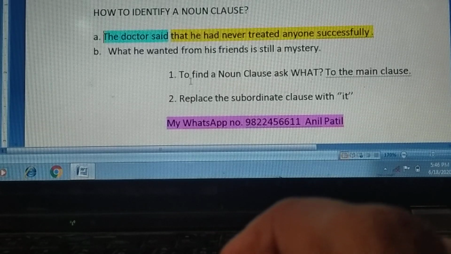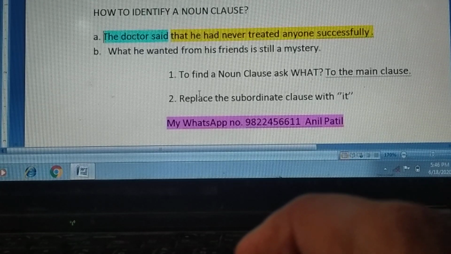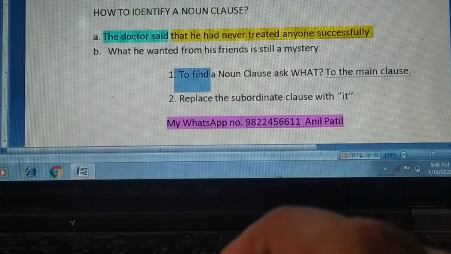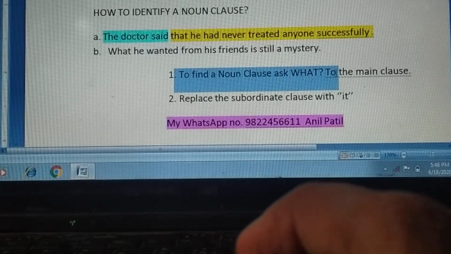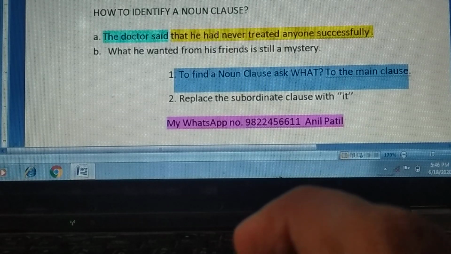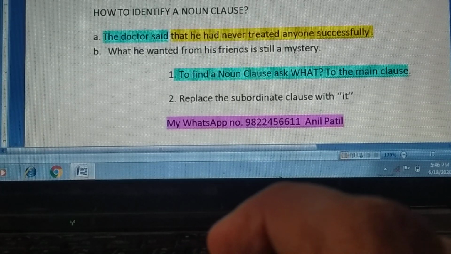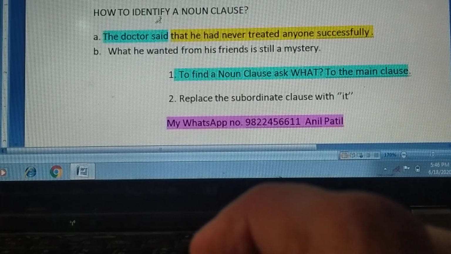Now the question is how to be sure that it is not adjective clause, it is not adverb clause, it is a noun clause only. So the first method is to check whether it is noun clause or not. You have to ask this question: what, to the main clause.